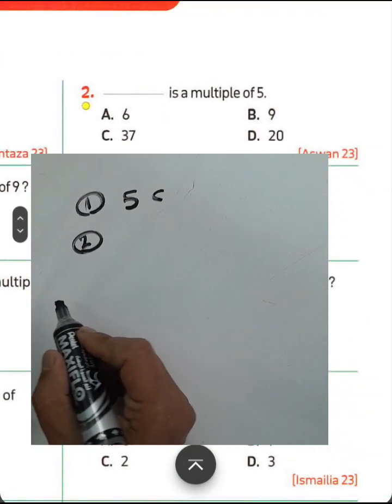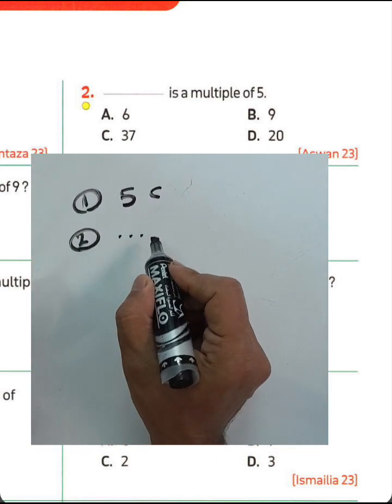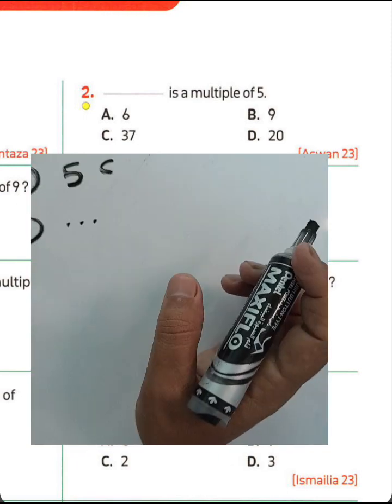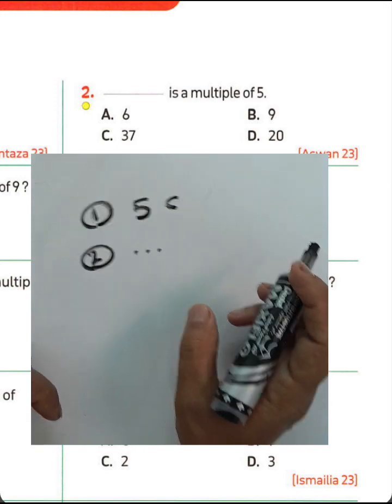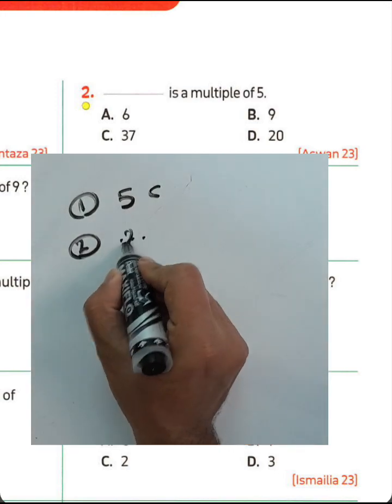Question number 2. Which is a multiple of 5? A multiple of 5 means a number that can be divided by 5. Can you tell me the number that can be divided by 5 here? It will be 20. Choose letter D.